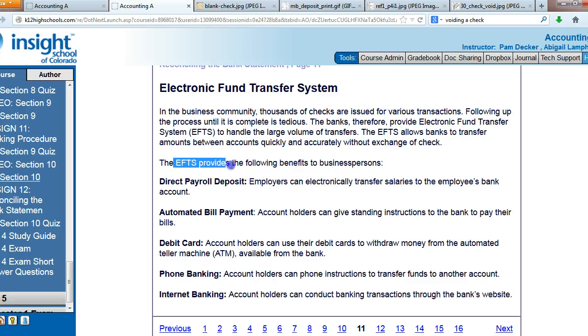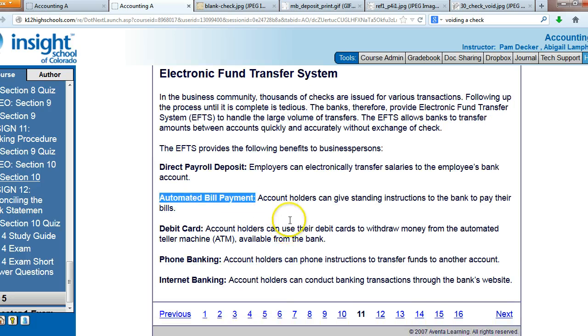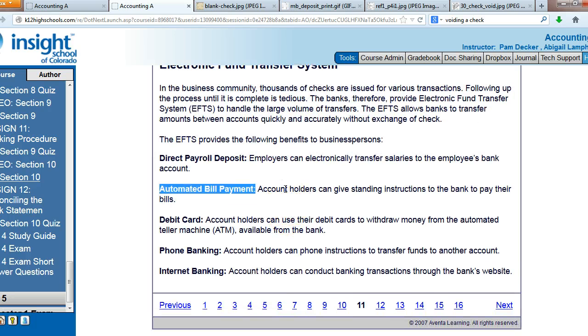An electronic funds transfer provides the following benefits to business persons. You could have a direct payroll deposit. So maybe you have it set up so that your employees' accounts get deposited directly. Instead of having to write a check and cash the check and go through that whole process, you can just wire that money electronically. Automated bill payment: if you're an account holder, you can give instructions to the bank to pay certain bills at certain times, so you don't have to worry about sending in a check.